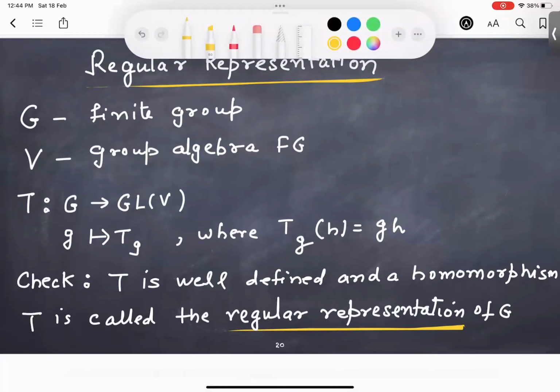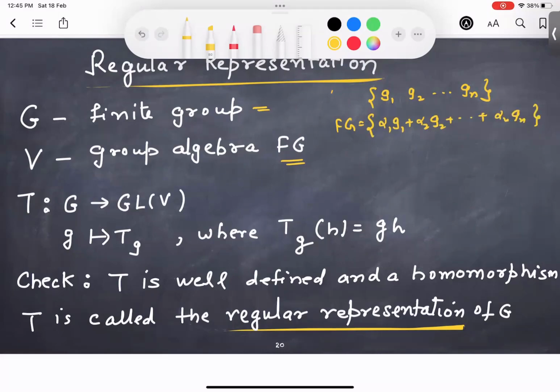Okay, so I am going to define a regular representation. A regular representation is that you take a finite group G and look at the group algebra FG. I think these students may not be familiar with the group algebra, so I have to define it. You take a vector space with G as a basis, G1, G2, up to Gn. So you form formal F-linear combinations of elements of G.